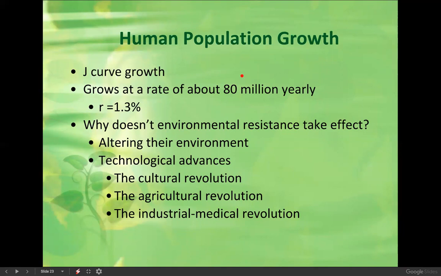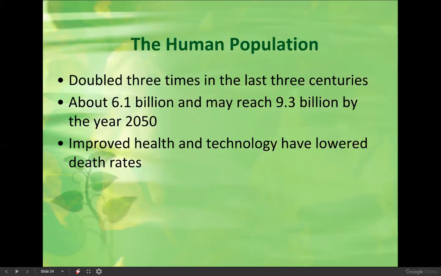Okay, so the human population growth was looked at as a J curve. It grows at a rate of about 80 million yearly. Why doesn't environmental resistance take effect? Altering their environment, we now are able to grow way more crops on an acre than we ever have before, so we have enough food. Technology advances, whether it be in the medical field, healthcare, a lot of different ways. So we have a lot of ways in which we can keep the population healthy. But there is a limit.